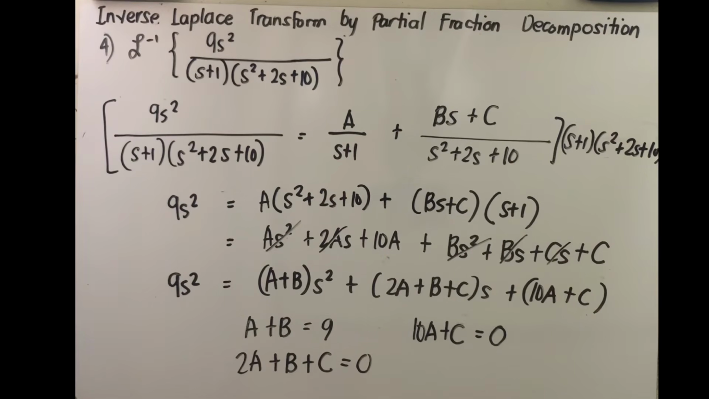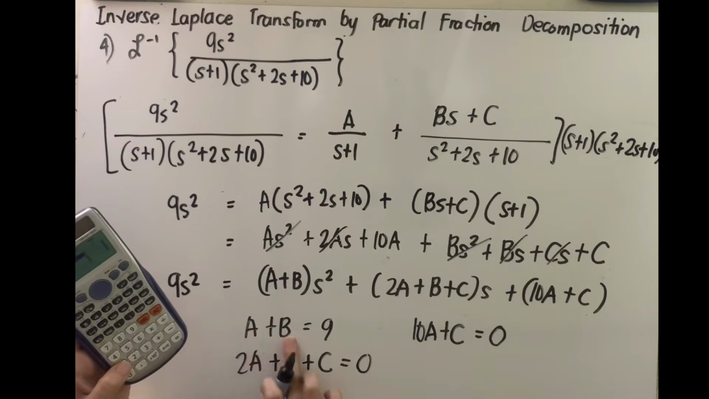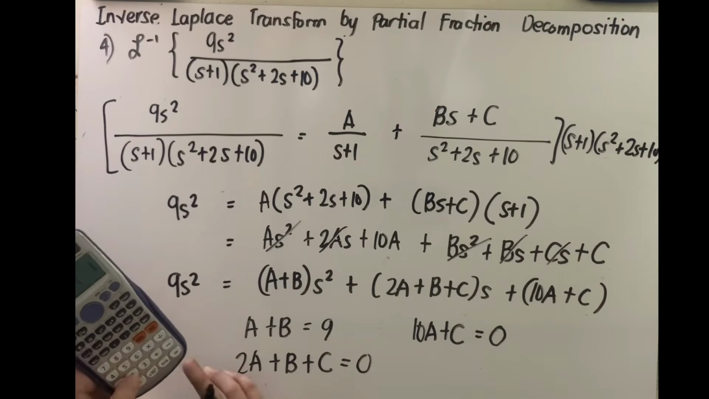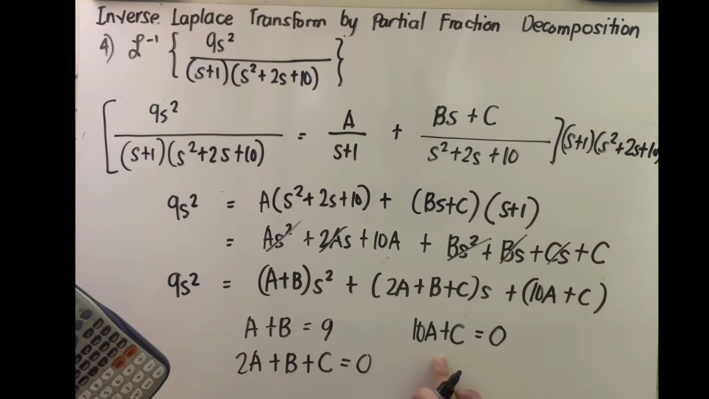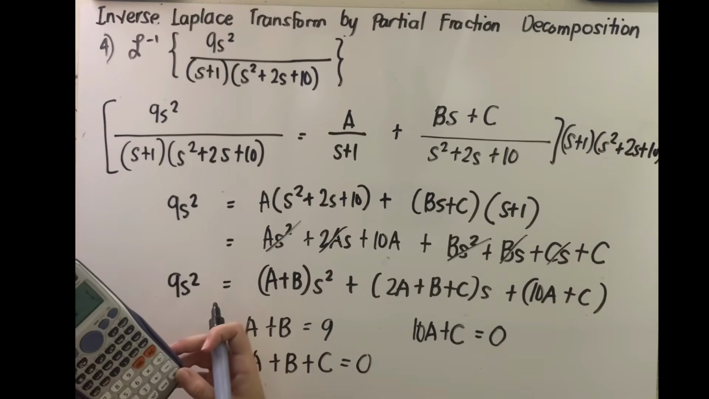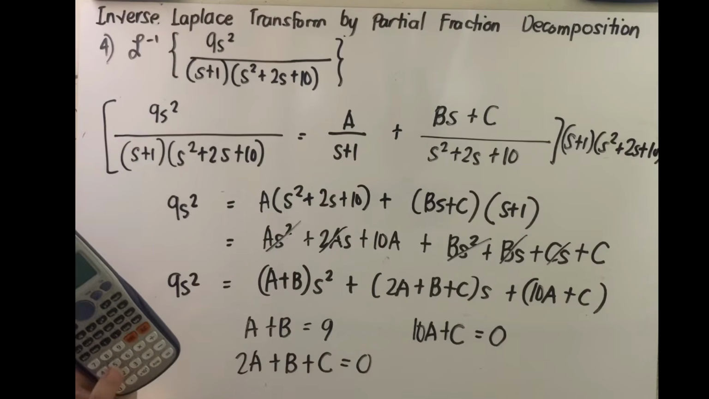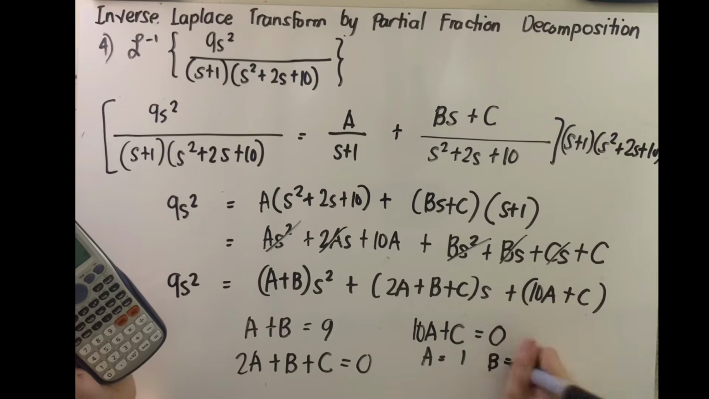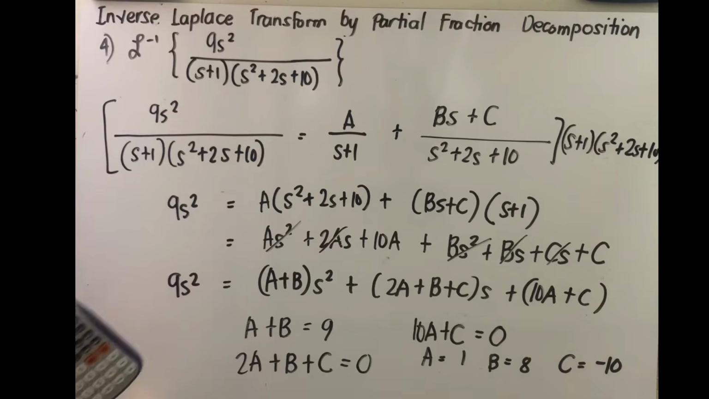So, we're going to use our calculator to get the three unknowns, given the three equations. So, we enter in the sequence A, B, C: 1, 1, 0, we do not have C, and then 9. For this, we have 2, 1, 1, and the constant is 0. And then for this one, you get 10. And then we do not have B, but we have C, so 1, and then 0. So, we'll be able to get that A equals 1, B equals 8, and C equals negative 10.